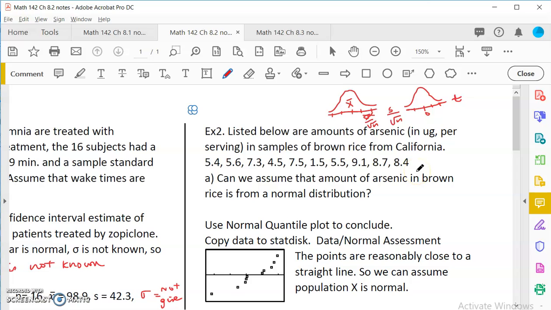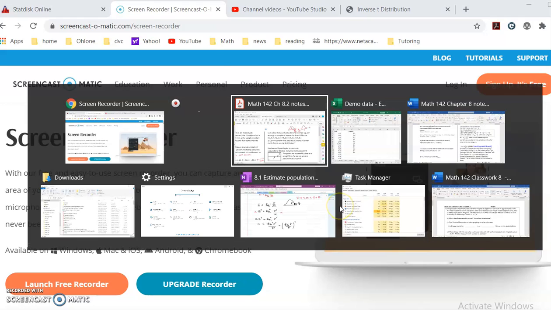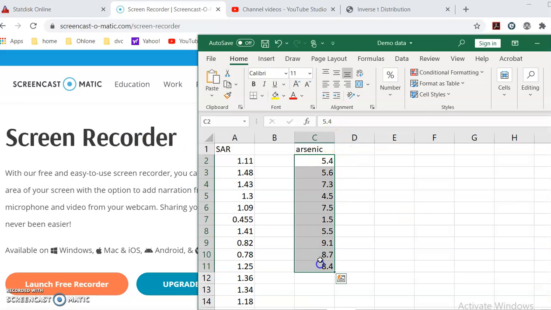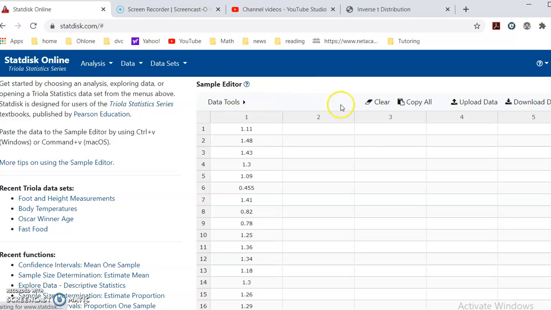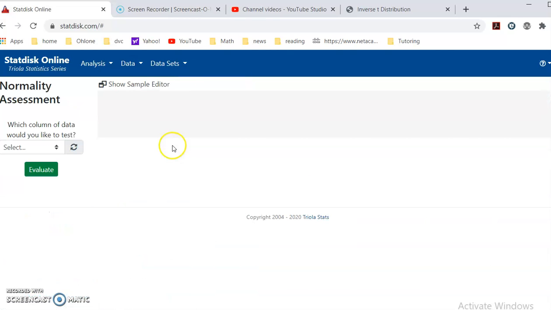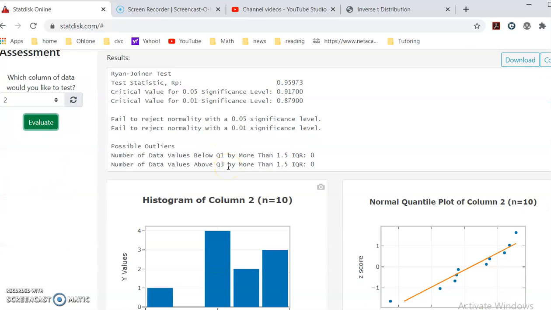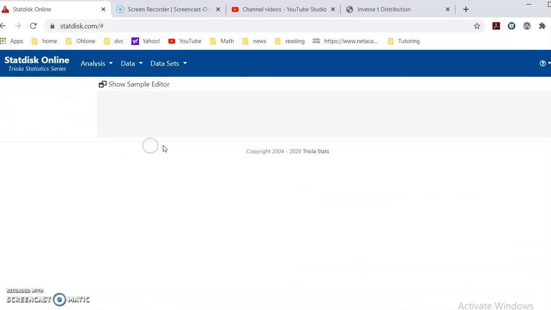We learned in chapter 7 that to understand if a sample is from a normal population, we can do a normal quantile plot and a histogram. So that's what I'm going to do. I have typed my data in the Excel spreadsheet, and I haven't started the confidence interval yet, so I clear all this and paste in the data with Control V. I just want to make sure I can construct a confidence interval by analyzing the data. So I do a normality assessment.